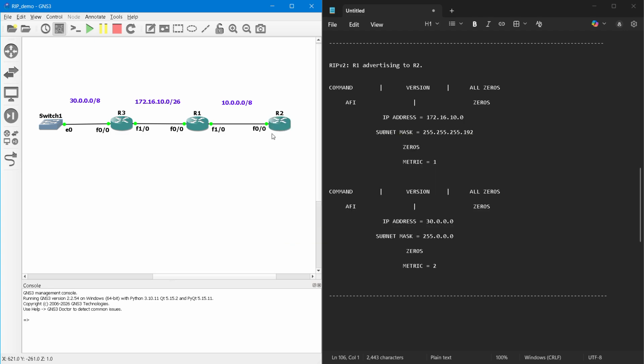Now, when we talk about the 30.0.0.8 network, it is one hop far from R1, so it is going to advertise it to R2 with a hop count of 2. So this is how RIP version 2 performs in this topology. Let me take more examples to make RIP version 2 clear to you.